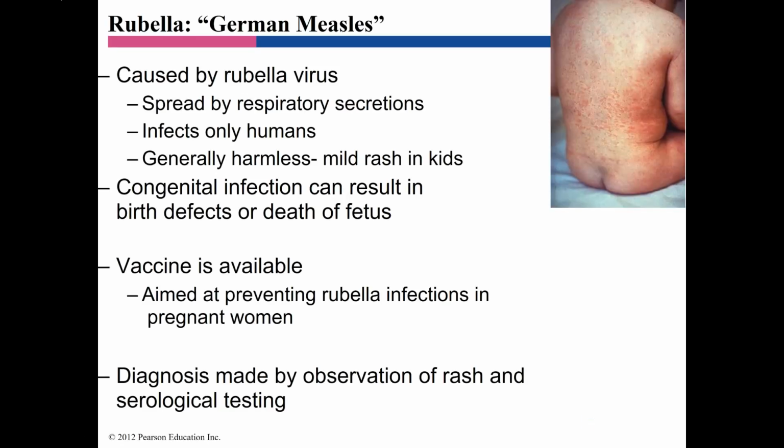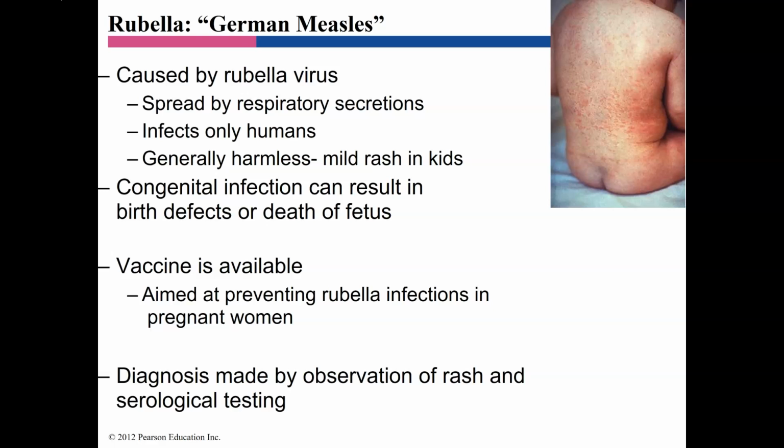This is the last video for chapter 19. We are next talking about German measles, officially called rubella. It can be protected against by the MMR vaccine: measles, mumps, and rubella.